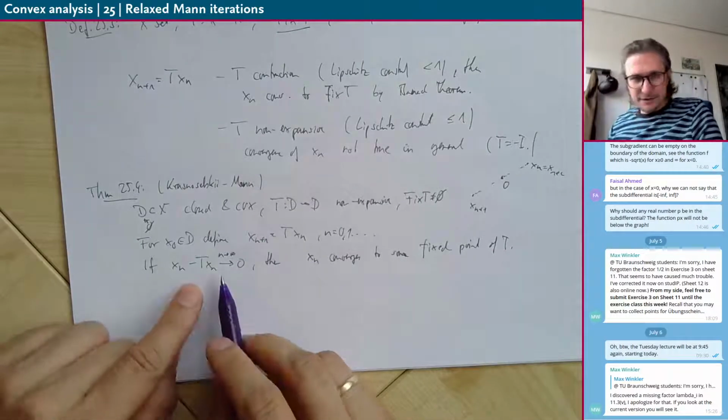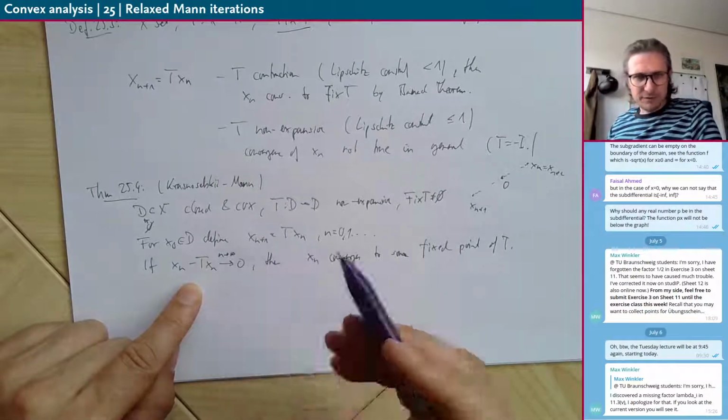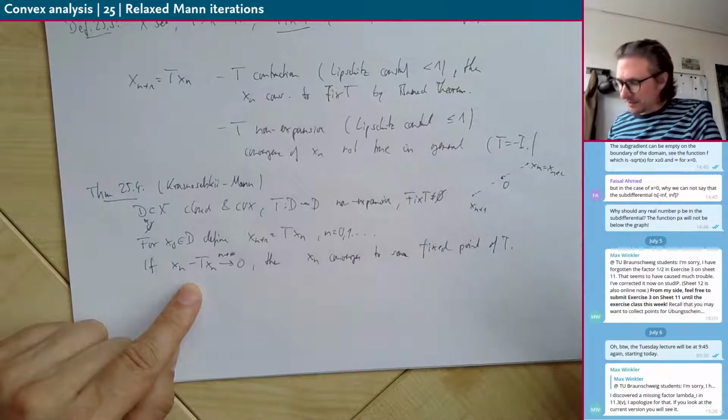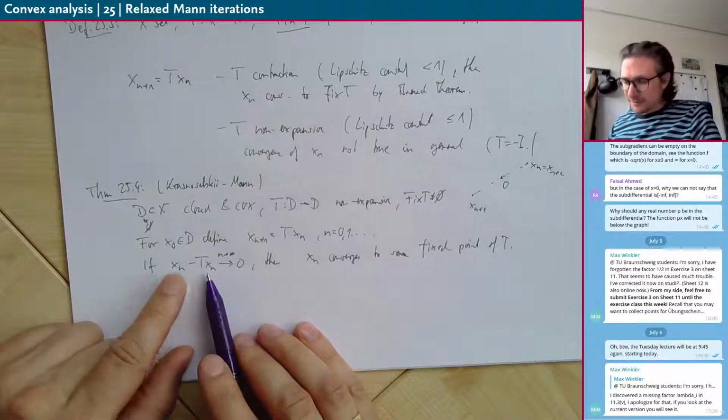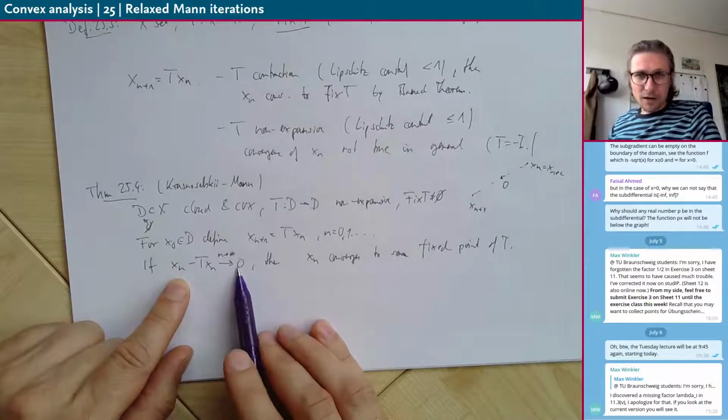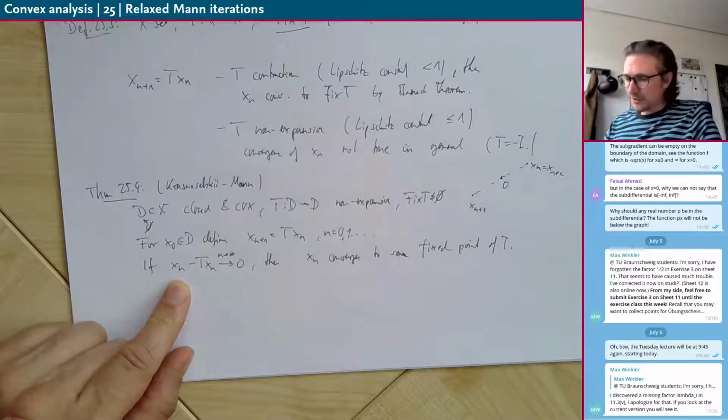So that's the additional condition. If you do the simple fixed point iteration for some non-expansive T, you will not have convergence in general, but if you know that the distance of x_n and T x_n goes to 0 as well, then you have convergence towards a fixed point and nothing else.